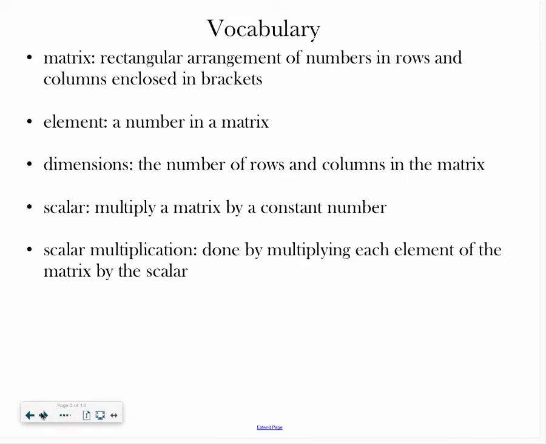A matrix is a rectangular arrangement of numbers in rows and columns. So basically, it looks something like this, where I have different numbers and they are presented in something like this. So an element is any number in a matrix. So 11 is an example of an element in this matrix.